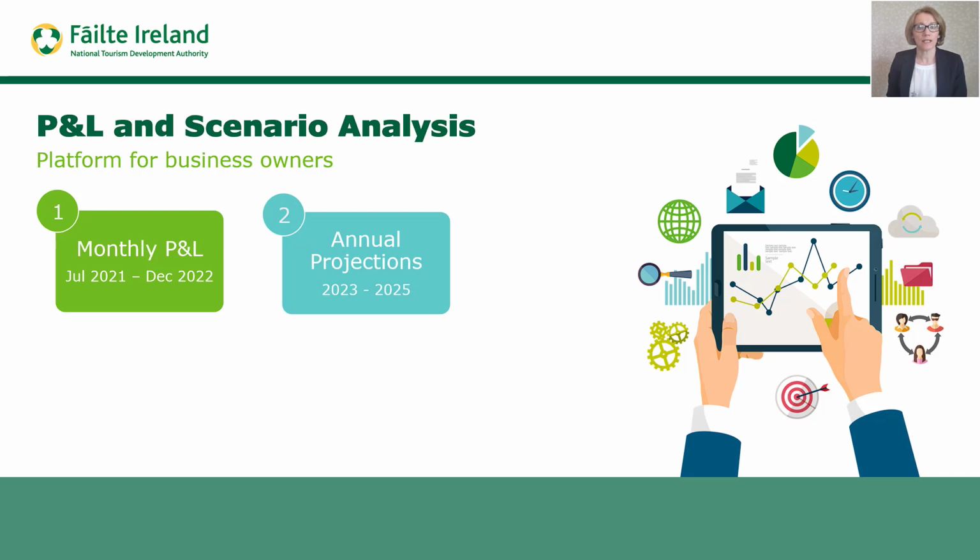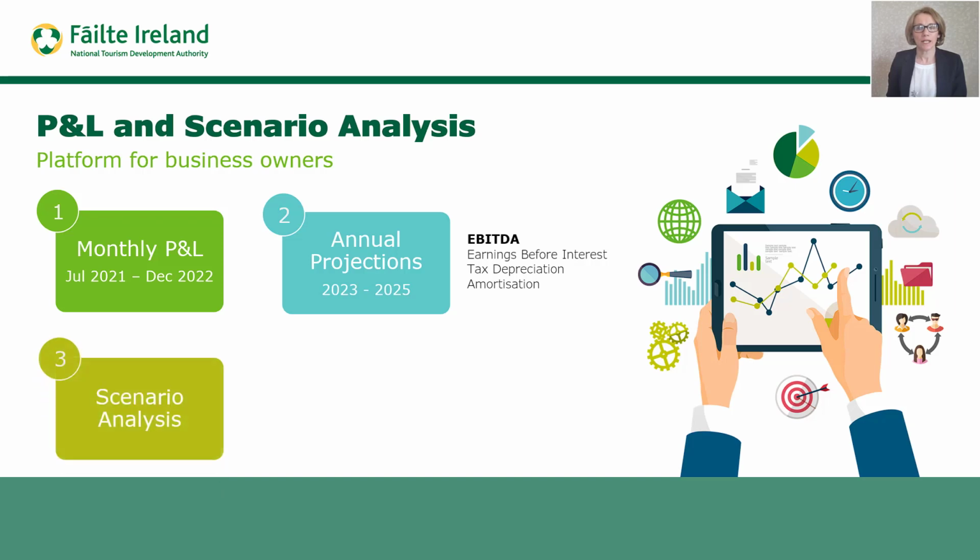The template calculates EBITDA, earnings before interest, tax, depreciation, amortization, and relevant KPIs for your business. The cash flow statement will help show the cash available for the business. Completing the template on a monthly basis up to December 2022 and then annually to 2025 will allow you to review the monthly profit or loss. This in turn will enable you to review different scenario decisions for the business.